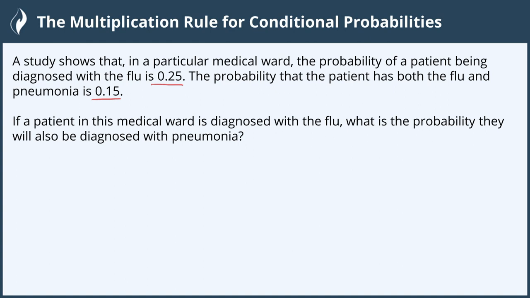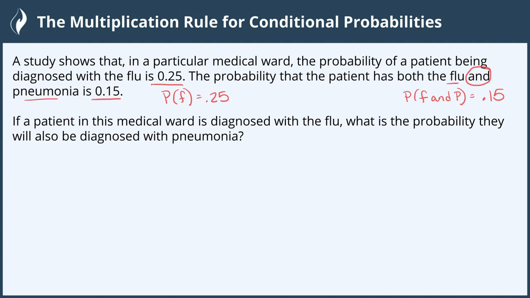The first part is the probability of being diagnosed with the flu. Let's call that probability of F for the flu. And we were given that this probability is 0.25. The next is the probability the patient has the flu and pneumonia. Let's call this the probability of F and P, using P for pneumonia, even though it's silent. And we were given this as 0.15.